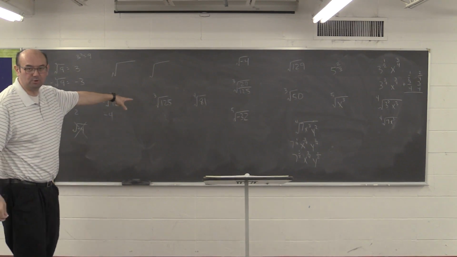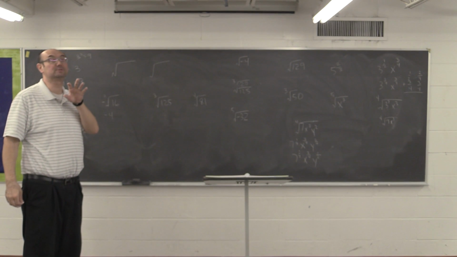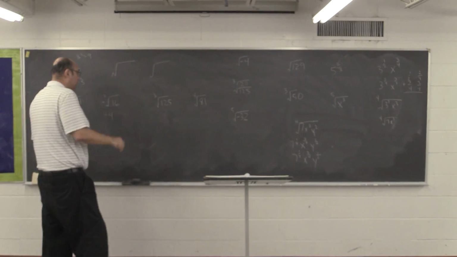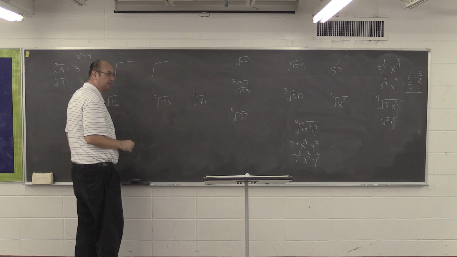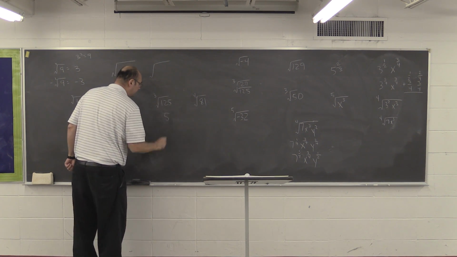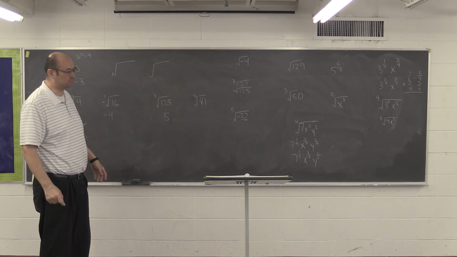But now we have a cube root, so now we moved from what times what to what times what times what. So for the cube root of 125, what number times itself 3 times gives us 125? Well, that would be the number 5. 5 times 5 is 25. 25 times 5 is 125.